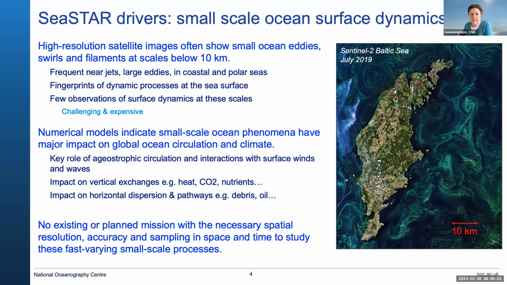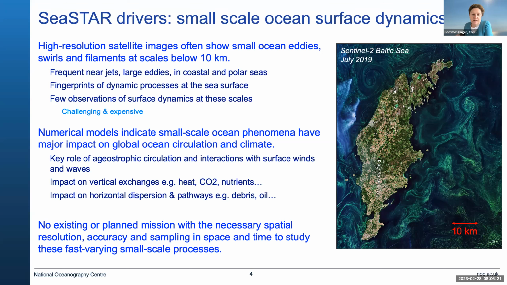We often see these kinds of small patterns near jets and near eddies, and particularly in coastal and in polar seas as well. There are very few observations of these dynamics at these scales, because it's very difficult to get these synoptic images of what is going on from in situ methods. We know from numerical models that these small scales are very important.